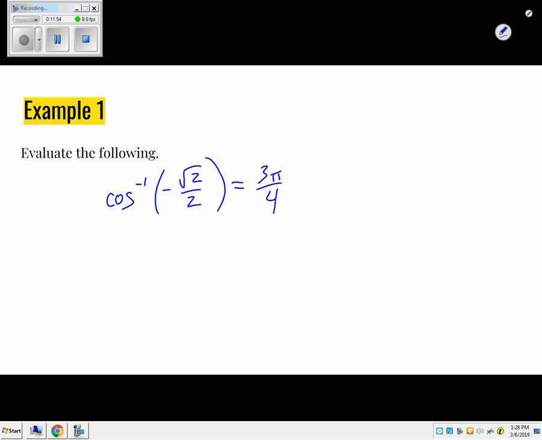We have all the values memorized because we've had 4 pop quizzes. Put it on your note card. We're going to do more of these.